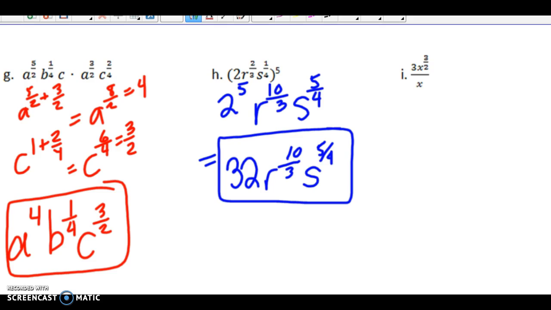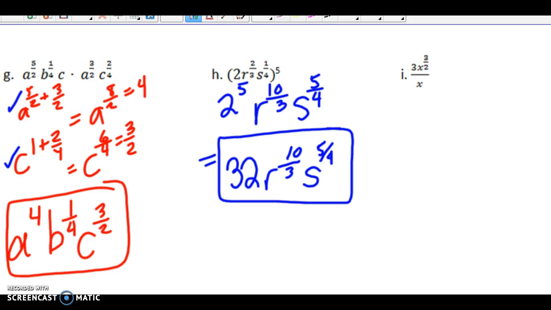Okay, check your answers. So we had A's that we had to worry about here and C's that we had to worry about here. There's only one set of B's, so you didn't have to combine. On letter H, pretty cut and dry. 5 times 2 divided by 3, 5 times 1 divided by 4 on the R and the S, and then 2 to the 5th power.